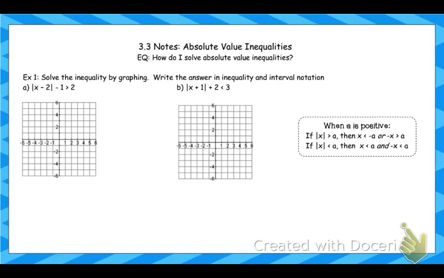If I'm going to solve this inequality by graphing, this is saying: when is the function, the absolute value of x minus 2, minus 1, greater than the line y equals 2? So when is it above the line y equals 2? I'm going to start by graphing that absolute value function. That function would have a vertex of (2, negative 1). Slope is 1.